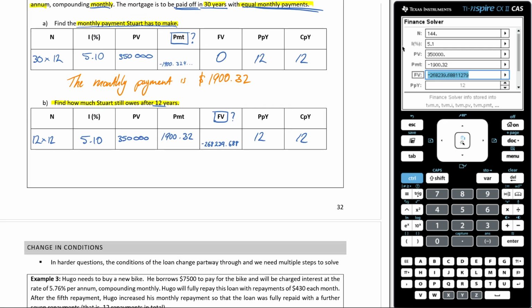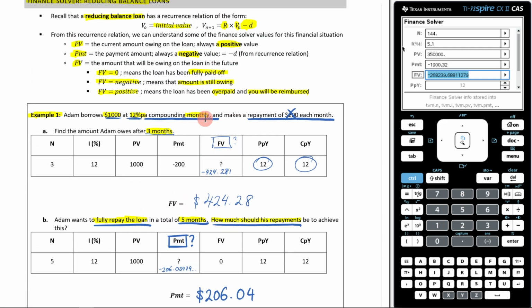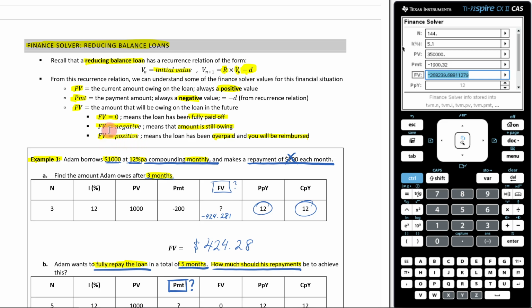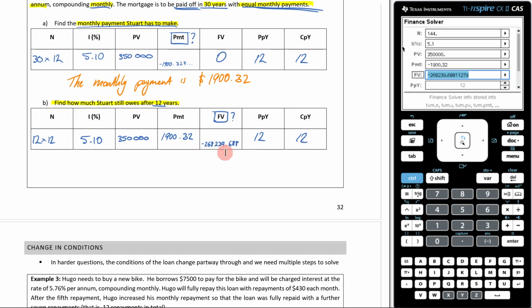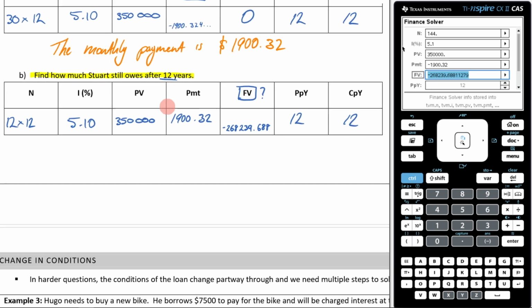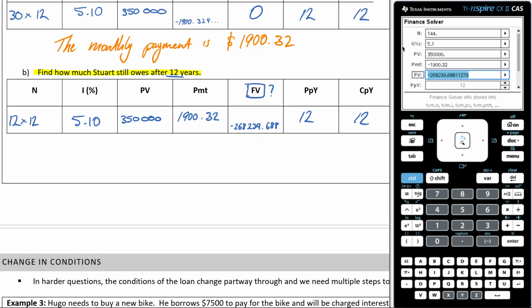Let's go back to our notes here for a moment. If we scroll all the way back here, do you see how it says, if the future value is negative, it means the amount is still owing? So this is the amount we're still owing to the bank here. So find how much Stuart still owes after 12 years. We'll grab our pen: after 12 years, he owes 268,239 and 69 cents. That's what your answer is going to be.